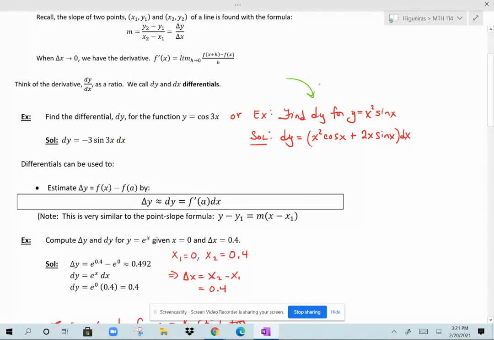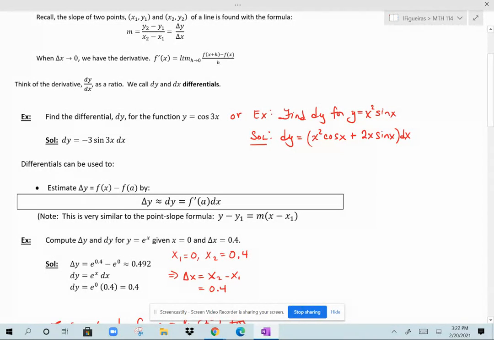Another example is here on the right in red. If we wanted to find the differential dy for y equal to x squared sine of x, you're essentially taking the derivative of this side, but you're writing dy on the left and dx on the right. All of this in here is the derivative, and here we use product rule. Remember, product rule is your first function times the derivative of the second one. Derivative of sine is cosine, and then it's the derivative of the first one, which is 2x, times the second function, which is sine. We put that in parentheses because the dx is being multiplied by that expression.